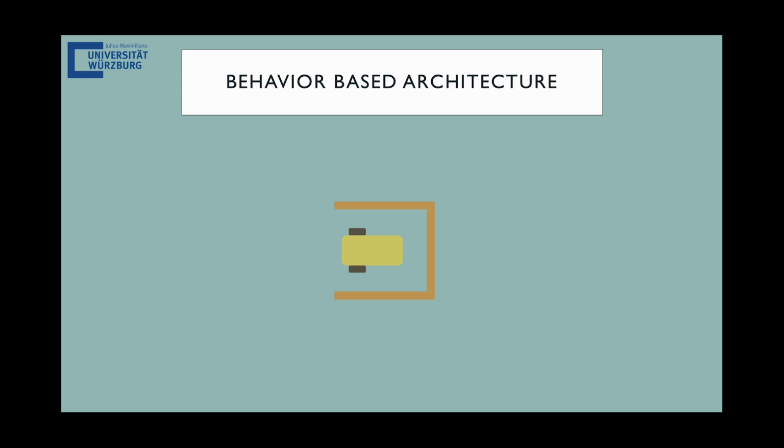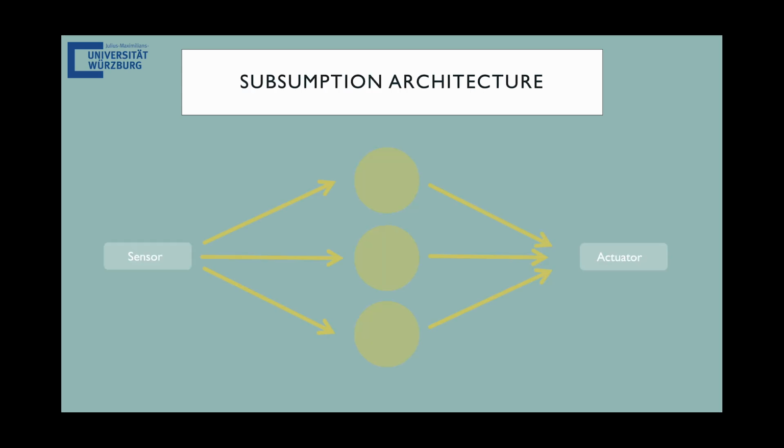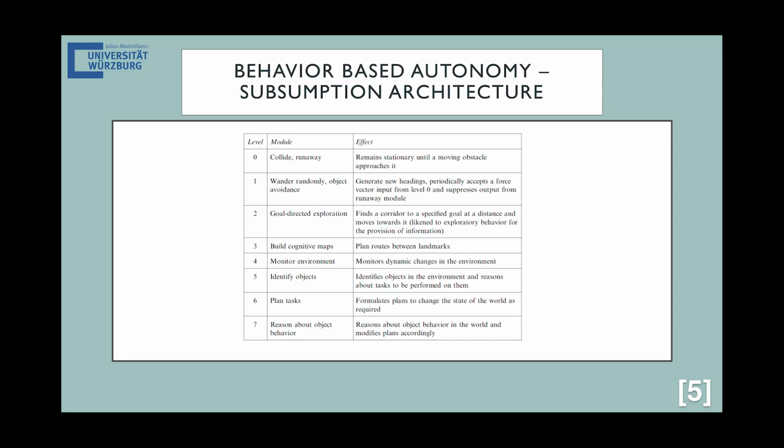To avoid these errors, such loops must not occur and the individual programs must not block each other. Brooks has developed the Subsumption Architecture for this purpose. This basically does nothing other than create a certain hierarchy in the individual programs and thus prioritize them. If we take a closer look at Brooks' implementation, we can see that Collide and Runaway is the most important. It's level 0. We can also see that the higher the layer, which means the less important, the more abstract the task is. So the higher layers take care of things like object identification and task scheduling.